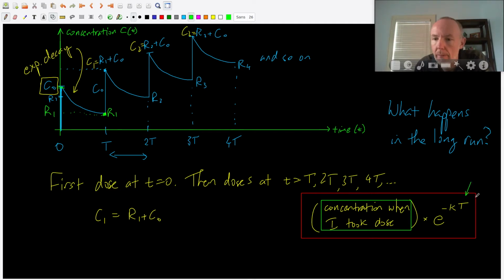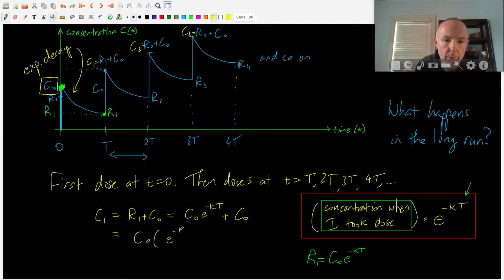And capital T is the amount of time that's passed. So R1, in this case, must be C0 times e to the minus kt, because we started with an amount C0 and then we decayed down for a time t. And so that lets us fill in what C1 is. So this is C0 e to the minus kt plus C0, right? Which we could rewrite by factoring out the C0 if we like, and write it as C0 times (e to the minus kt plus 1). Beautiful. But then what's C2, right?